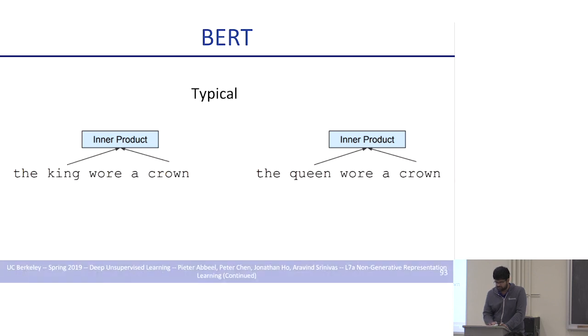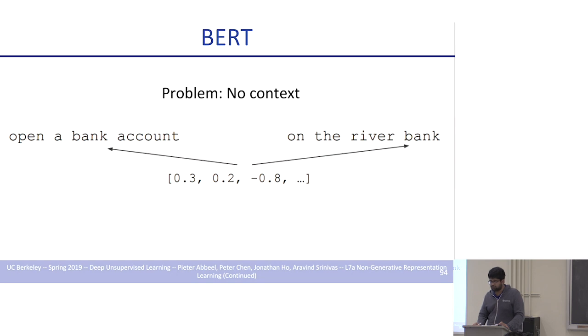The way it works is it just tries to maximize the dot product between neighboring words in contrast to words that are not in the context window. And the problem is it doesn't have context. So these are two different banks. There's a river bank here, there's a bank account. You don't want to use the same embedding.